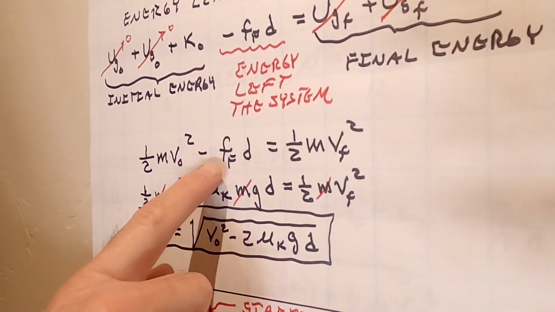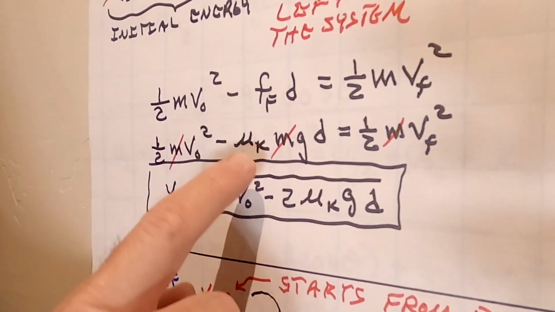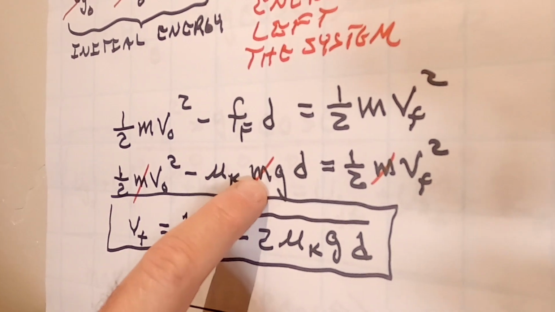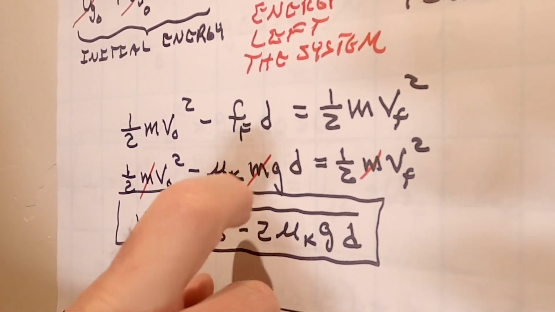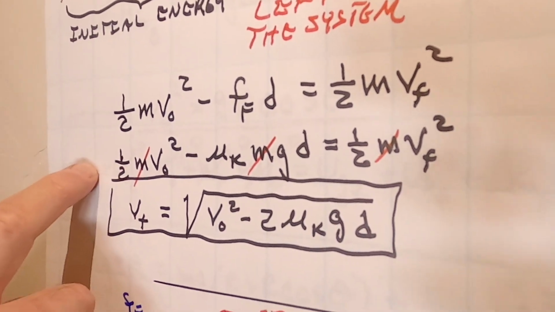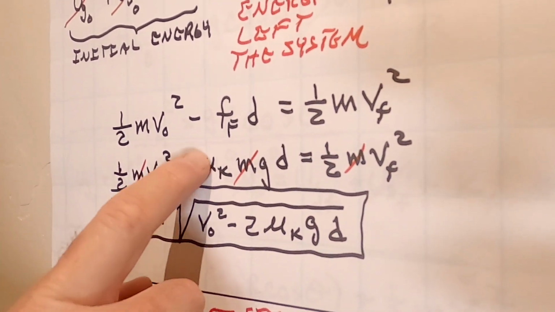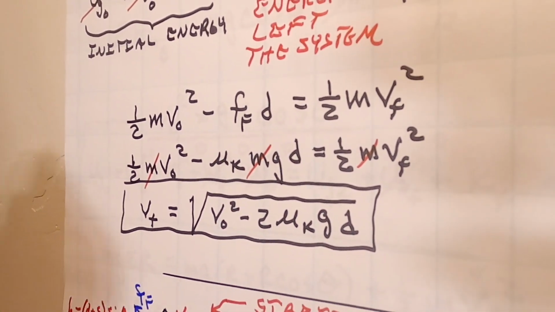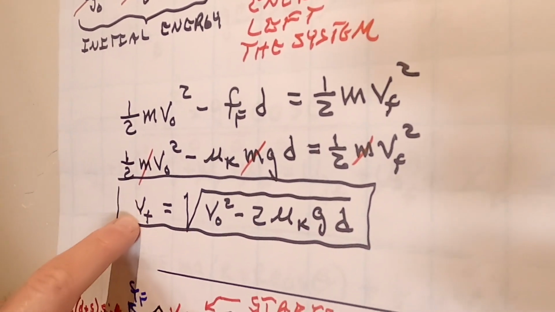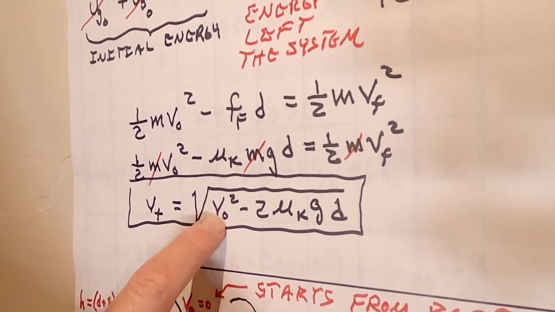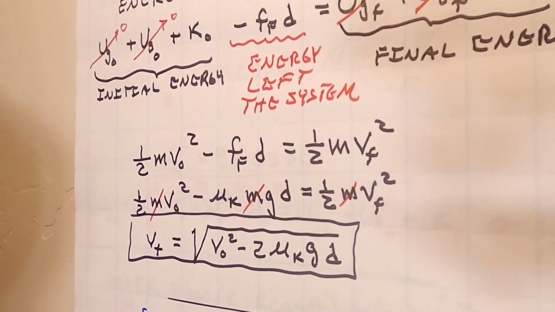Okay, so then we can go ahead and put in what the friction is. It's mu_k N, and we know N is mg. So this is mu_k mg. The m's drop out. Multiply by 2. The 2's drop out here and give you a 2 there. And then just take the square root of both sides. So there would be the final velocity. It should be less than the initial because you had friction slowing you down.